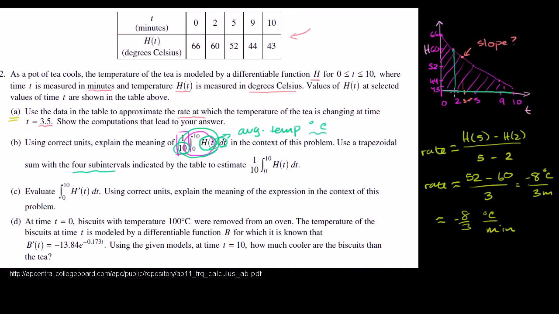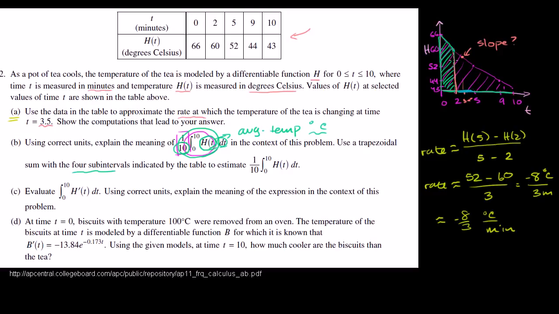So this is one trapezoid right over here. That's my first trapezoid from 0 to 2 on the base, and you see on the left end of that trapezoid its height is 66, the right end is 60, and then the next trapezoid will go from 2 to 5. Let me do that in a color that contrasts a little bit better.